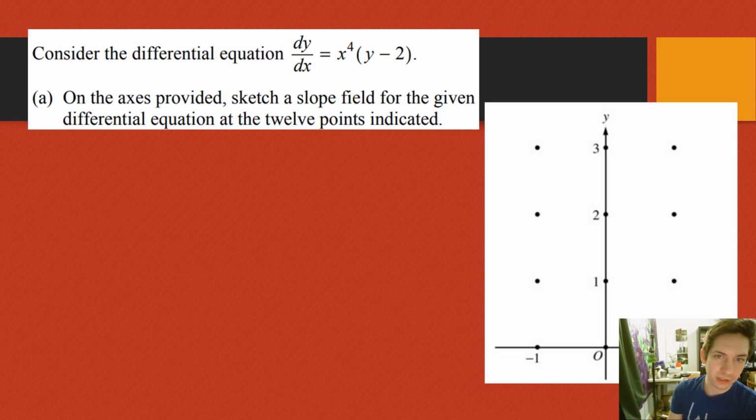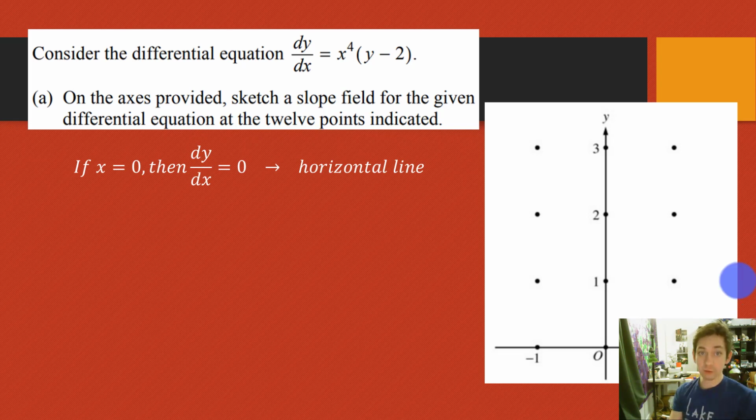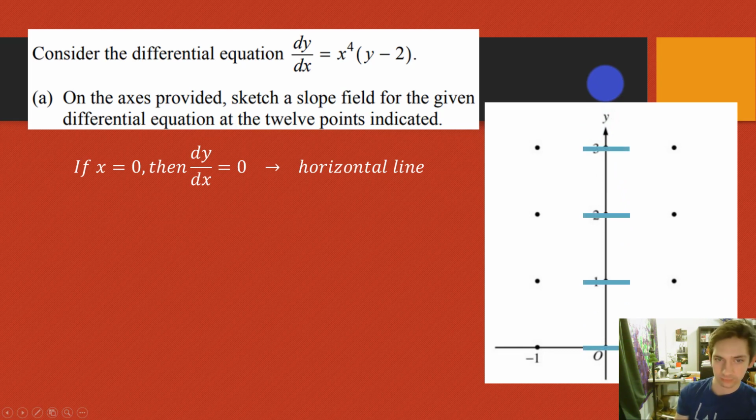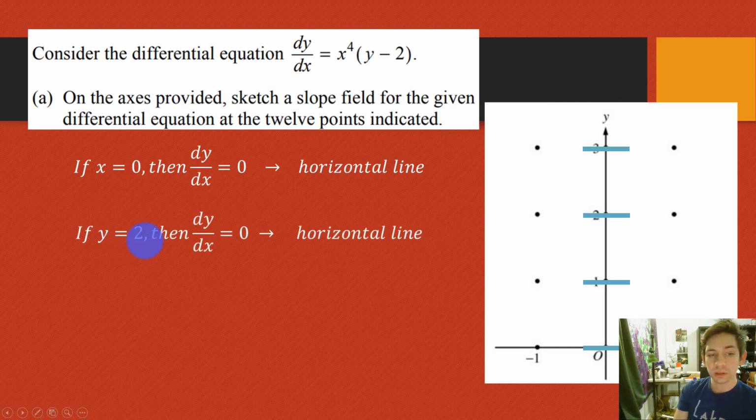On the axes provided, sketch a slope field for the given differential equation at the 12 points indicated. Okay, so the first thing I want you to look at is where the slope is 0. If we make x 0, then 0 times whatever is 0. So along the entire vertical line x equals 0, we'll draw our horizontal little line segments. Then, if we look at this factor, if we say y equals 2, then dy/dx equals 0 again. So on this horizontal line y equals 2, we'll also put our horizontal slopes.